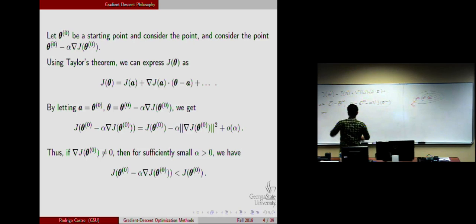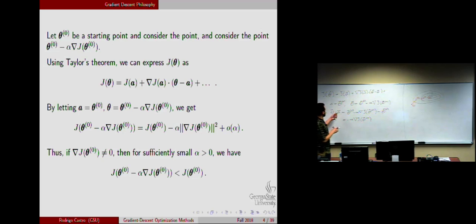Oh, yeah, sorry. Thank you. We want this to be A and this to be B. Now, we also need theta minus A, which is just this part minus this, right? So that will be negative alpha times the gradient of J evaluated at theta.